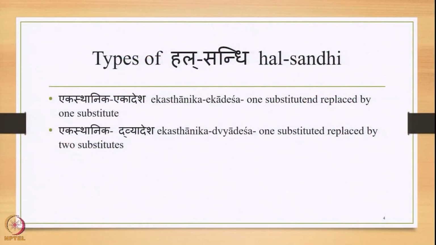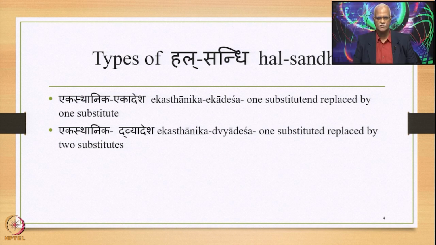At the end, let us take a recap of all the different varieties of Hal Sandhi that we have studied so far. First, we said that broadly Hal Sandhi can be divided into two, Ekasthanika Ekadesha and Ekasthanika Dvyadesha. In contrast with the Ach Sandhi, where you also have Ekasthanika Ekadesha, the difference is Ekasthanika Dvyadesha.